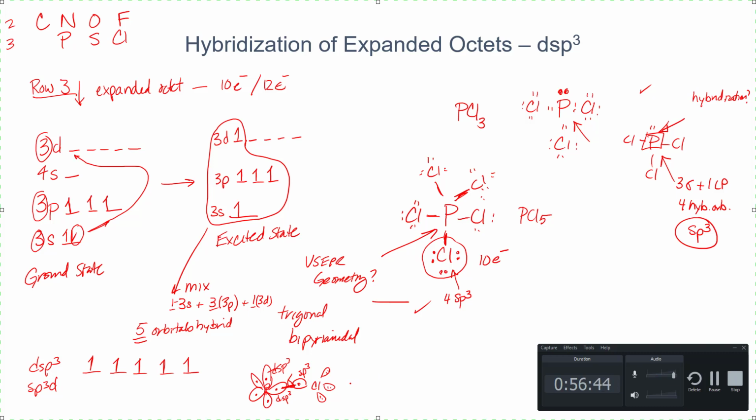Okay. So we added energy to go from the ground state to the excited state. We had to skip the 4s orbital and go to the 3d. We then mixed those together to form 5 dsp3 hybrid orbitals, which, because there were 5 hybrid orbitals, is trigonal bipyramidal.